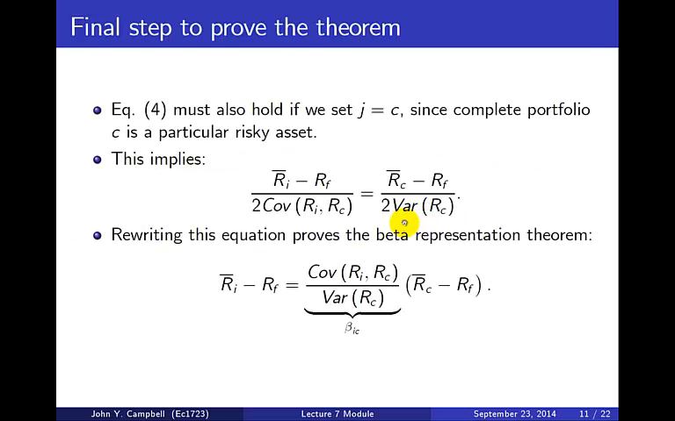And if we now rearrange this equation by multiplying through by twice covariance, we're going to get the beta representation theorem, which is what we're aiming to get, that says that the average excess return on asset I is the ratio of covariance to variance, or the beta, times the average excess return on the complete portfolio. So that completes the proof, and that completes this part of the Lecture 7 module.